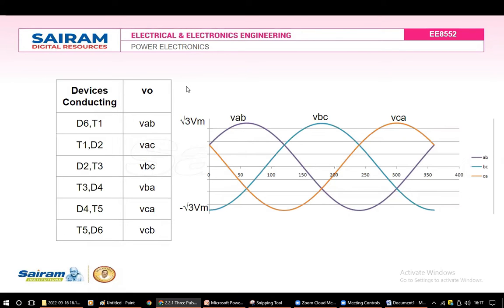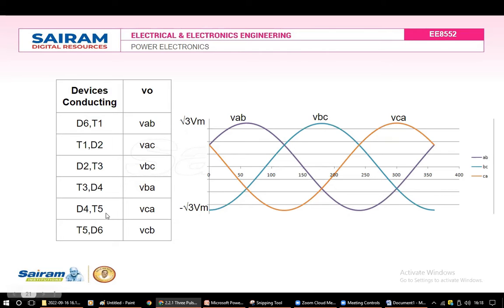Now we will see what the output voltage is when different combinations of devices are conducting. When T1 and D6 are conducting, we get the output voltage equal to VAB. When the T1 and D2 combination is conducting, the output voltage will follow VAC. When D2 and T3 are conducting, the output voltage will follow the VBC waveform. When T3 and D4 are conducting, the output voltage will follow the VBA waveform.